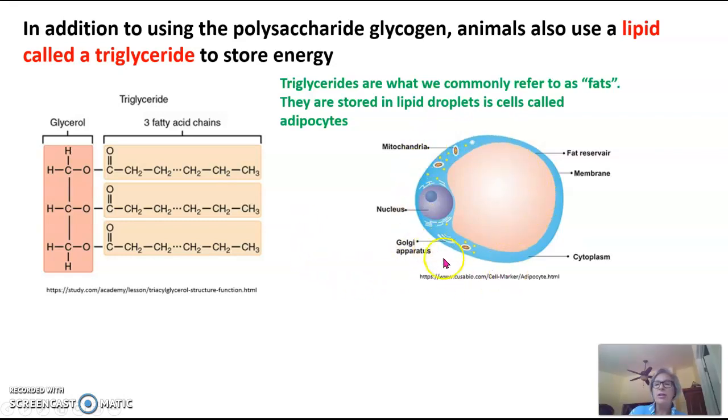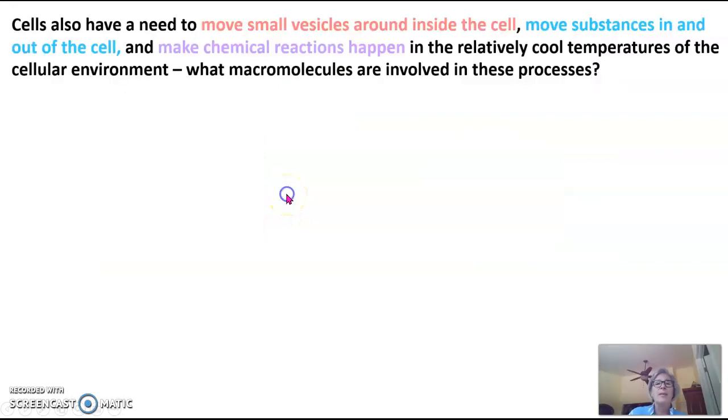So this cell here is called an adipocyte, and it is surrounded by a membrane, which is composed of a phospholipid. And inside, it has what's called a fat droplet or a fat reservoir, and that is full of triglycerides, which we use to store energy, and that is a lipid.